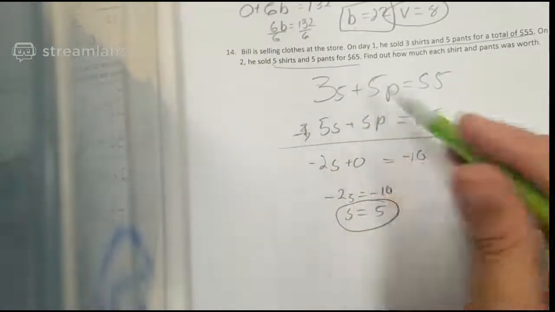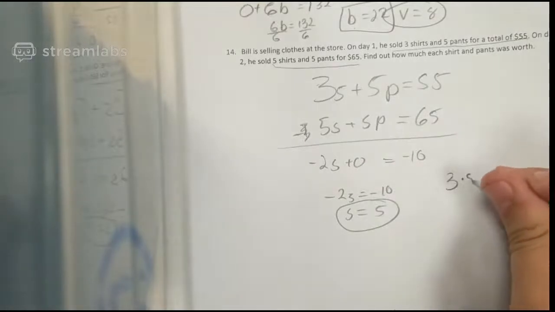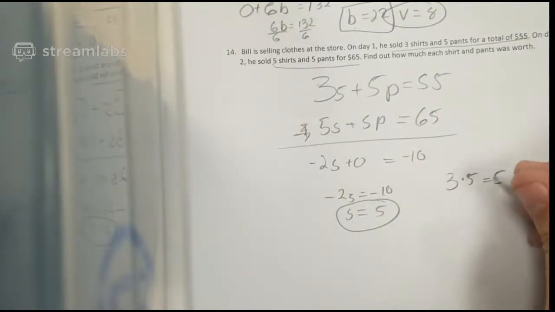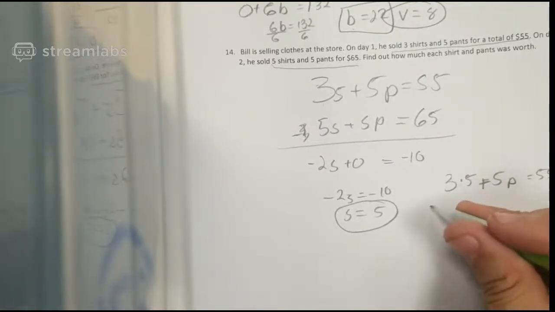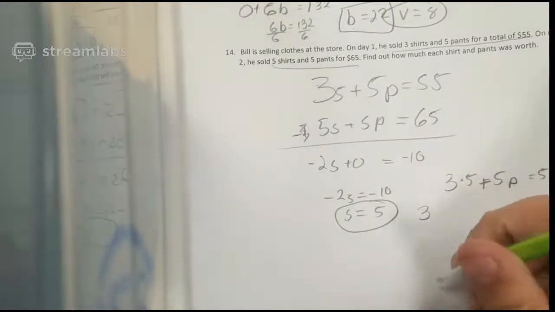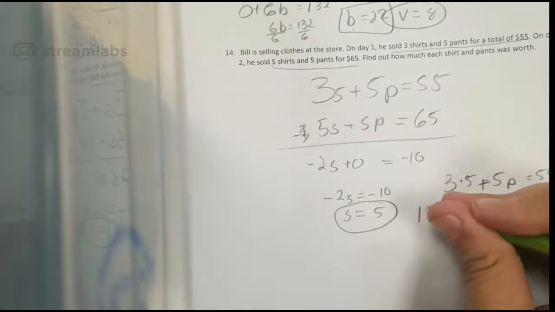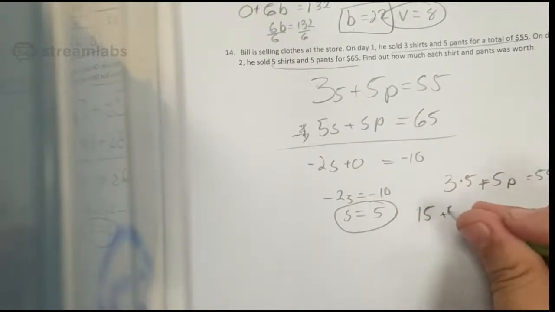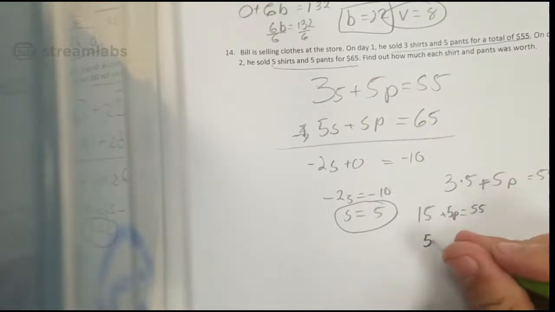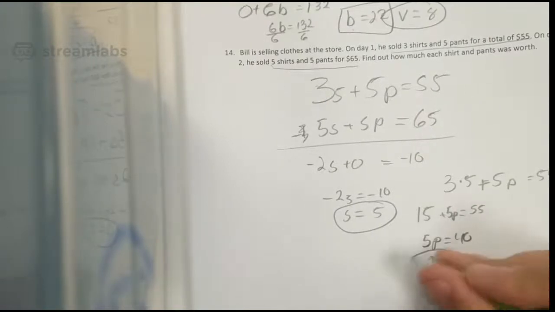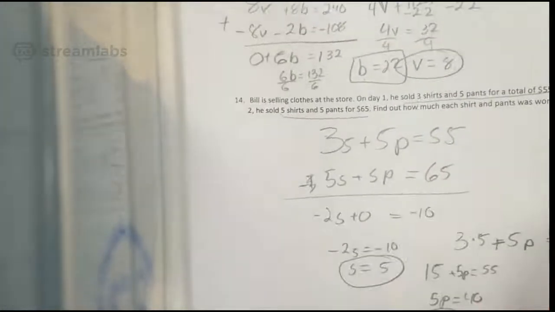Plug it into the one with the smaller number. So 3 times 5, plus 5p equals 55. Shouldn't have made S's because my S's look a lot like 5. So I should have used shirts and 5s a lot. 15 plus 5p equals 55, minus 15 on both sides. 5p equals 40. Divided by 5 on both sides, p equals 8. So the pants were $8, the shirts were $5.